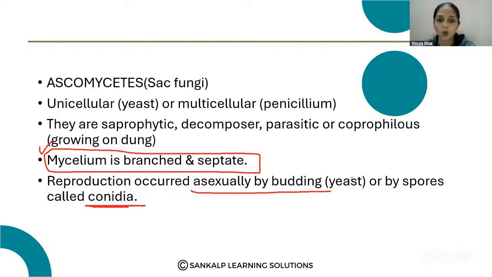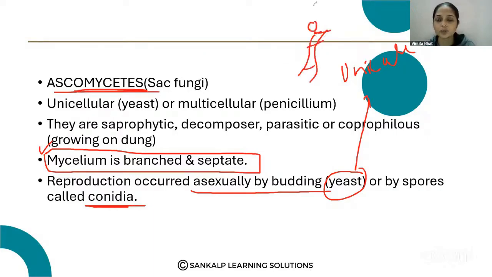Here, yeast, the unicellular fungi, comes under the ascomycetes. And the conidiospores, just imagine this is the mycelium. Conidia are produced exogenously. When the conidia detach from the parental body, they develop into a new organism. So the conidia are produced exogenously, not inside the body, but outside.